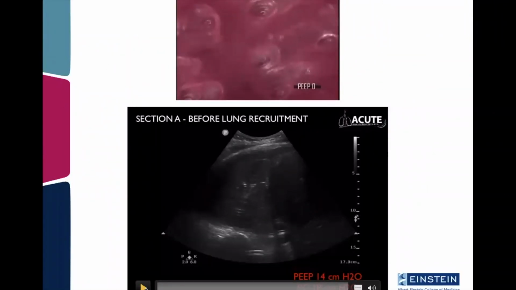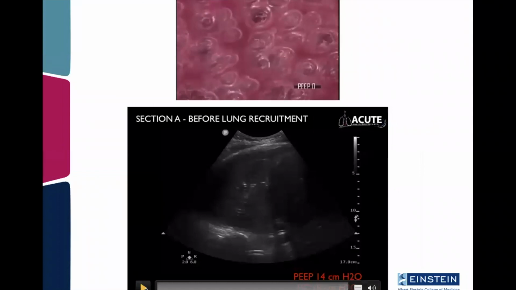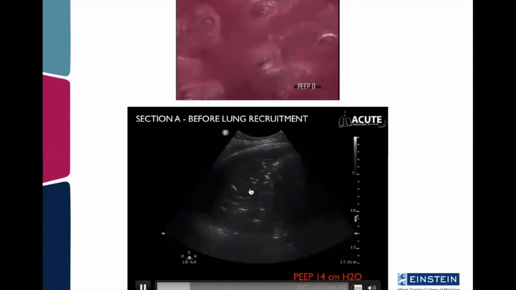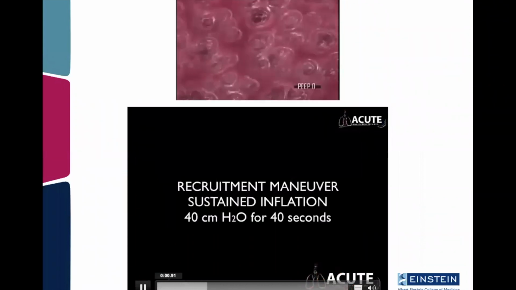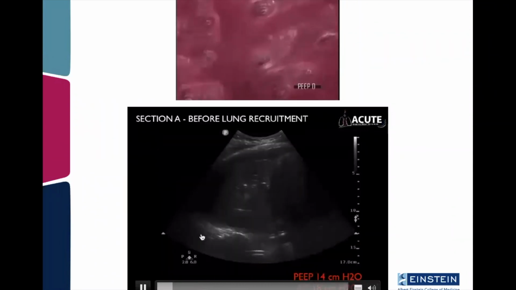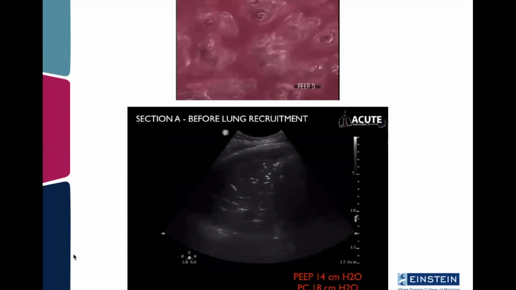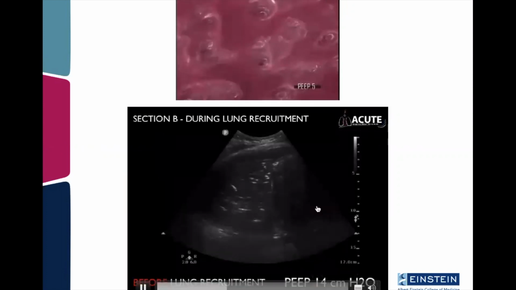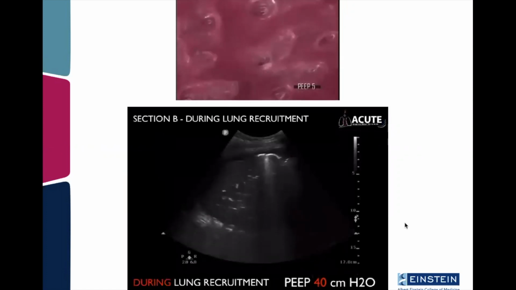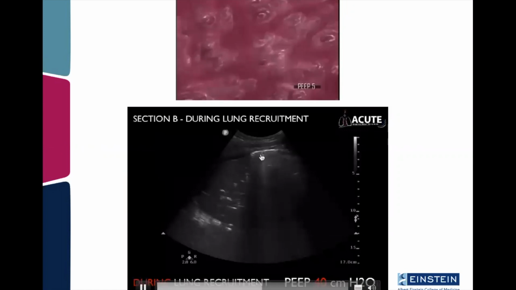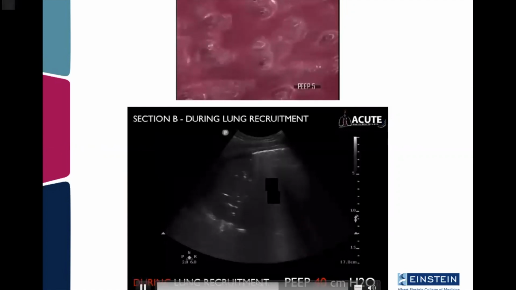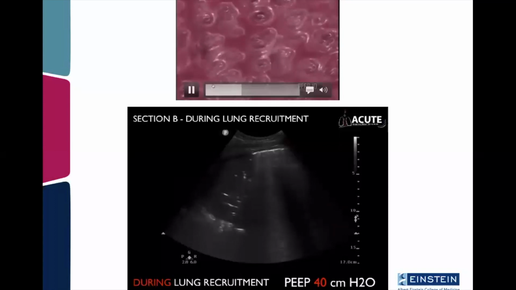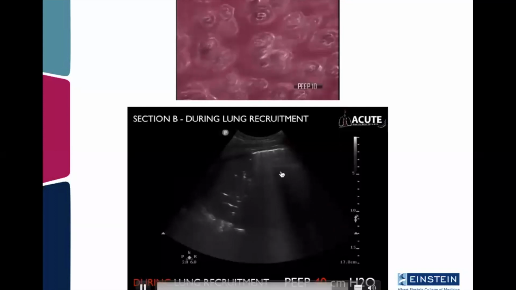So here is a video of real-time recruitment using lung ultrasound. I'll just play this. We see these dynamic air bronchograms suggesting that air is going into this consolidated lung, likely a large pneumonia. And then a recruitment maneuver is sustained for 40 centimeters of water for 40 seconds. As we see during the recruitment maneuver, this consolidation is turning into B-lines in real time, showing real-time recruitment of alveoli.